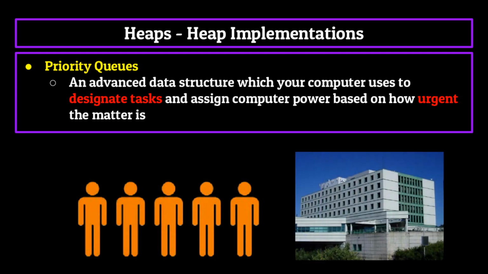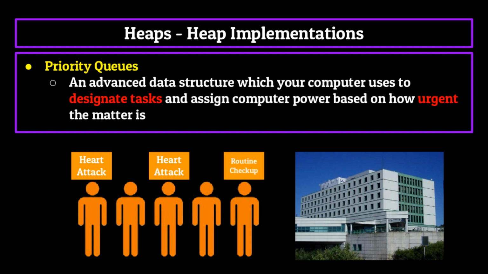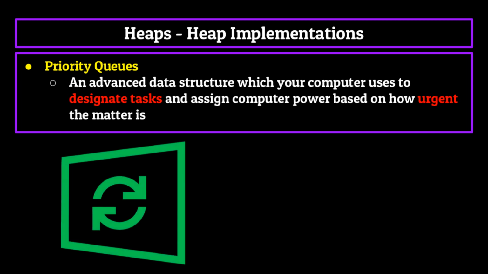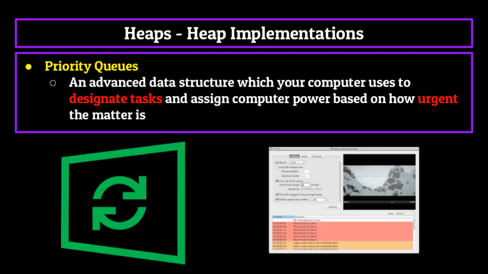Think of it like a line at the hospital. You wouldn't want your line to follow a regular queue methodology which implements first in, first out, since then you could have patients with extremely urgent matters like heart attacks waiting behind people coming in for a routine checkup. In the same way, you wouldn't want your computer to update an application before it finishes rendering a video. Otherwise, your entire progress would be lost. Priority queues take care of all the task scheduling done by your computer, and the heap data structure is used as the backing system for it.